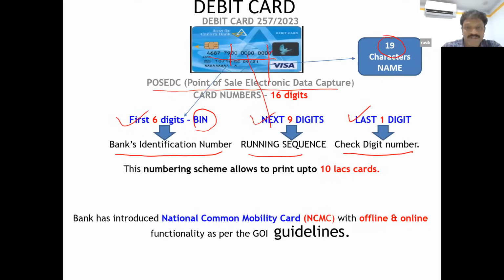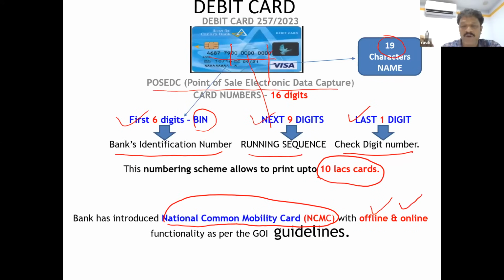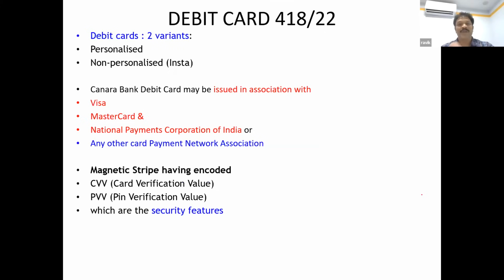Okay. The numbering scheme, whatever this numbering, it will allow to print 10 lakh cards. Then bank has introduced National Common Mobility Card. This will be helpful in offline and online also. So NCMC full form, you should remember, National Common Mobility Card. Now come to debit card. Bank always issue 2 variants.